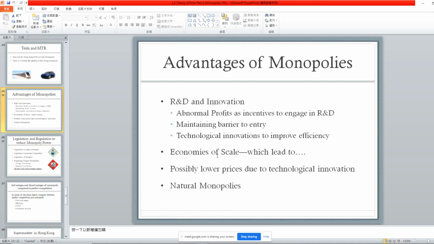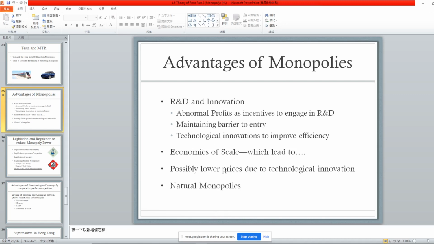So if you have both of them, R&D and also economies of scale, pretty sure you can set a cheaper price for your consumers. At the same time you can still earn maybe the same amount of abnormal profit, even when you set a lower price, because you have saved so much on costs. So that is very good.